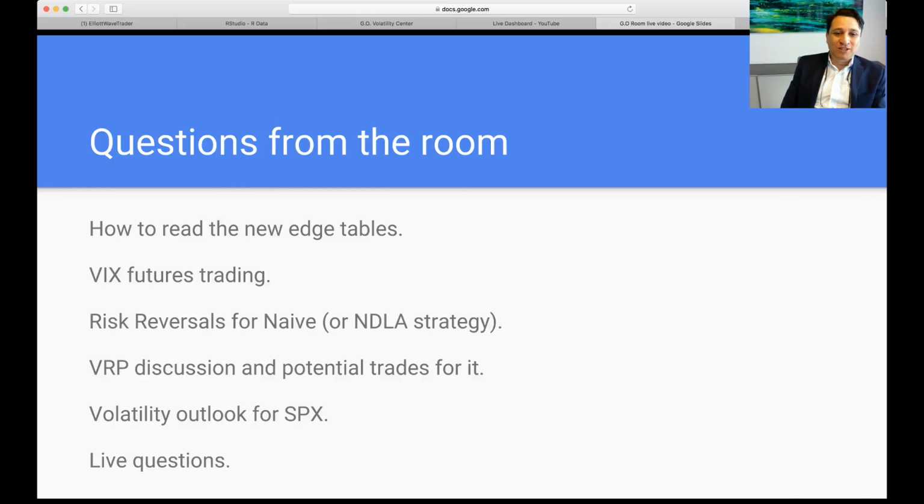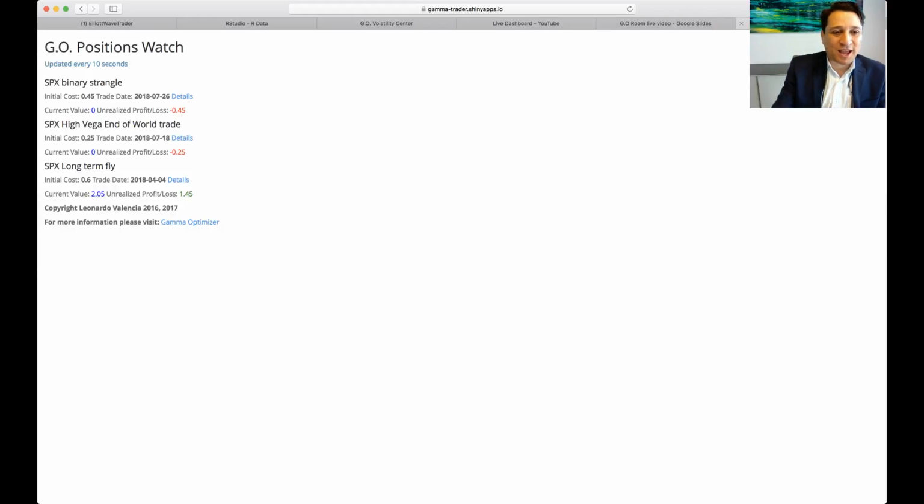Before going to the open questions, let's check out what we have open right now. The positions is really one position here, a binary triangle, and the high big N of the world is the short leg of the binary triangle. So this is just basically a little price out of the position. I just put it as an extra so people could track that leg, because I know some of you were trading only that one. But the triangle didn't work at all. The triangle cost 45 cents and they are gone.